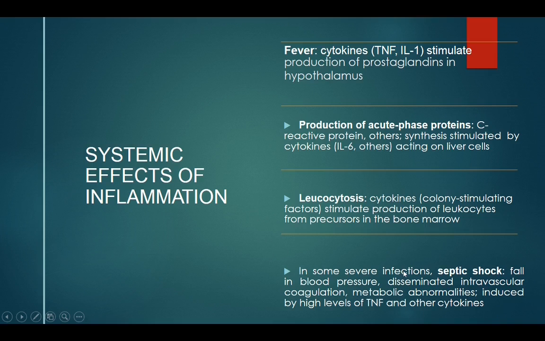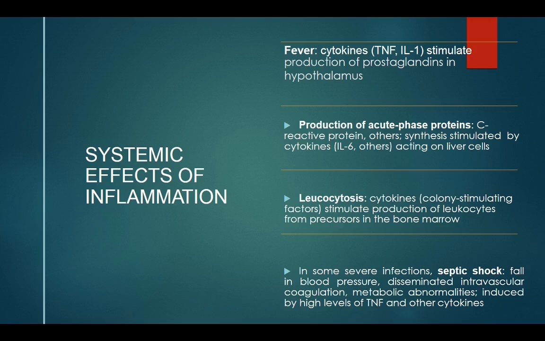In some severe infections like septic shock, there is a fall of blood pressure, disseminated intravascular coagulation and metabolic abnormality induced by high levels of TNF and other cytokines. Because of dilation of blood vessels there will be a fall in blood pressure, hypotension. There can also be disseminated intravascular coagulation because of some kind of acute phase proteins which does that.